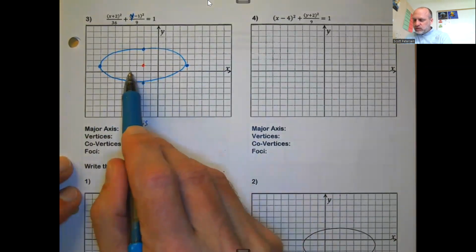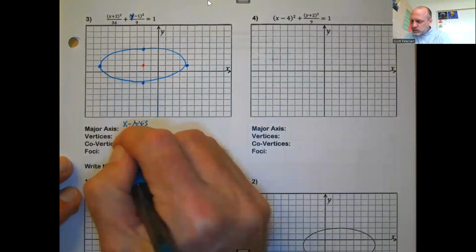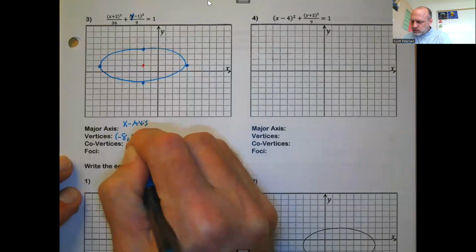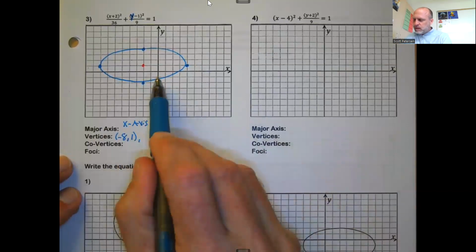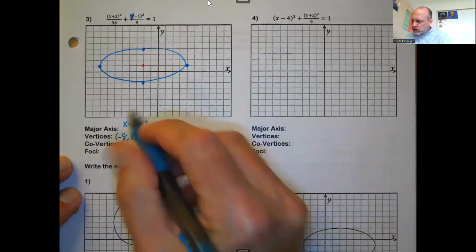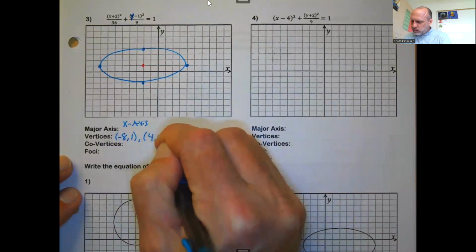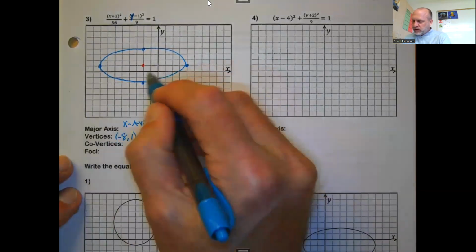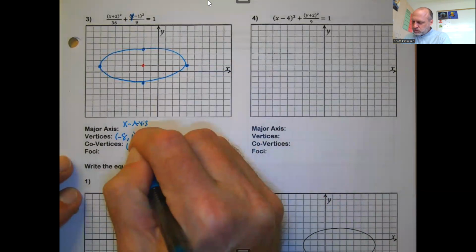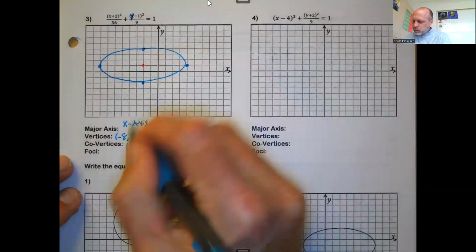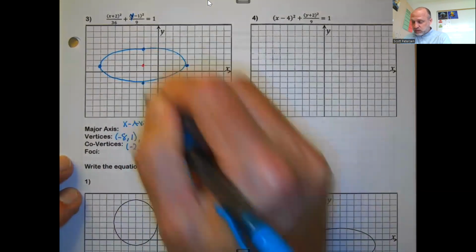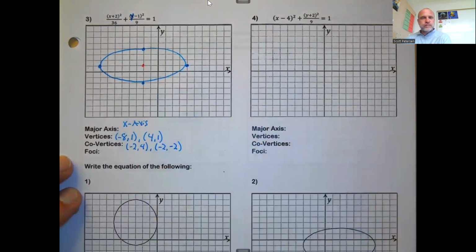1, 2, 3, 4, 5, 6, 7, 8. So we go -8, up 1. So -8, 1. 1, 2, 3, 4. 1 would be our vertices. Co-vertices would be the up and down points. So I got -2, up 4, -2, down 2, so -2.